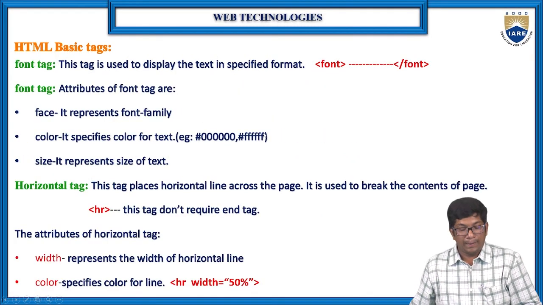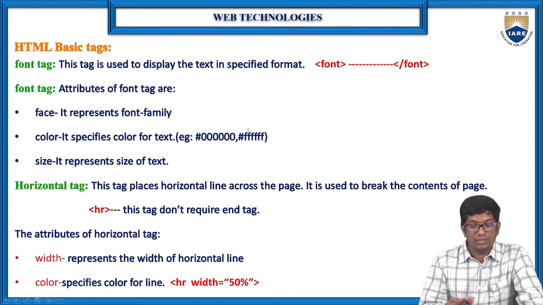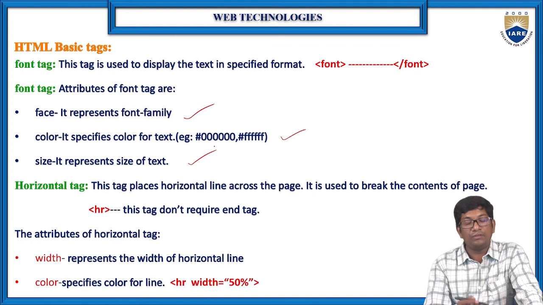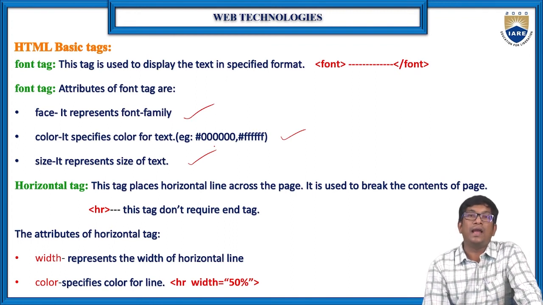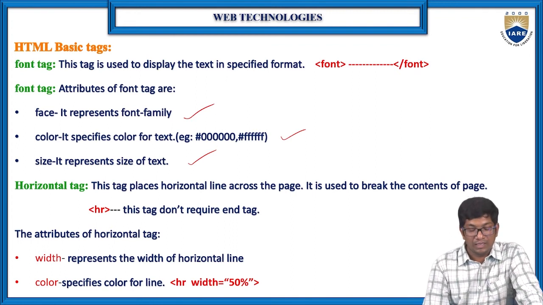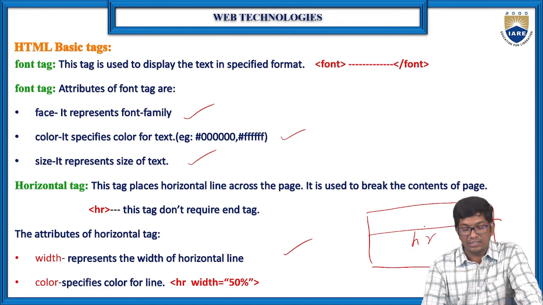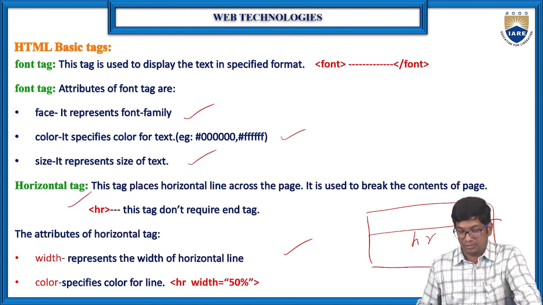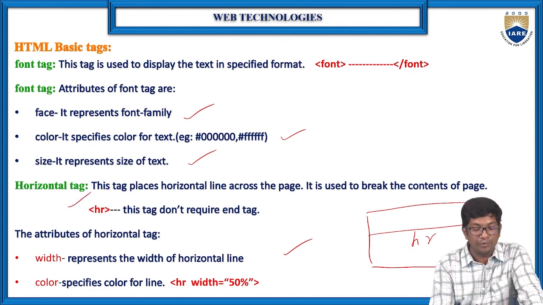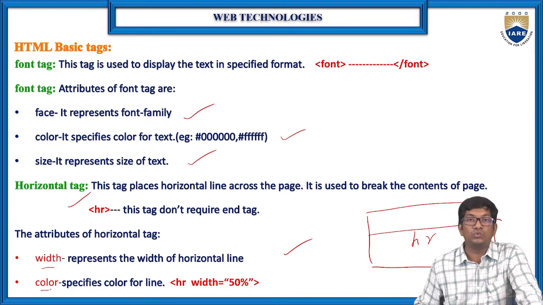If we want to change the font family, font color or font size, then you can use the font tag with attributes. Next, HR. Suppose you want to draw a horizontal line in the web page, then you have to use the HR element. You can also specify the attributes width and color.